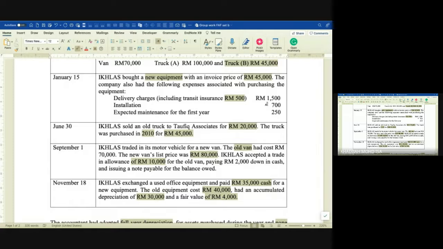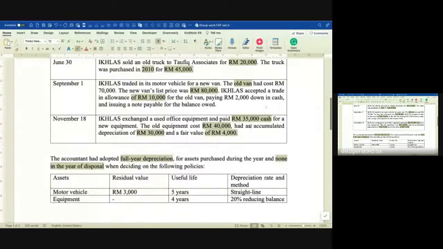How are you going to do that? 45,000 minus 3,000, because that is the residual value. 45,000 is the cost. 45,000 minus 3,000 over 5 years. So how much is the depreciation per year?